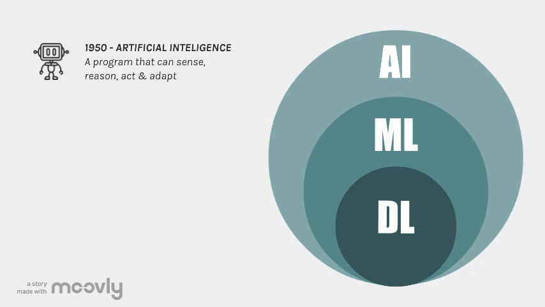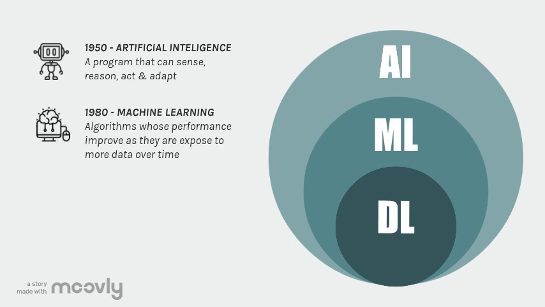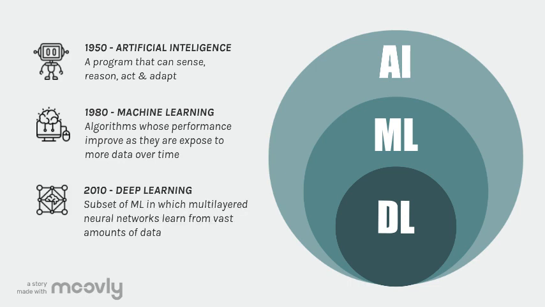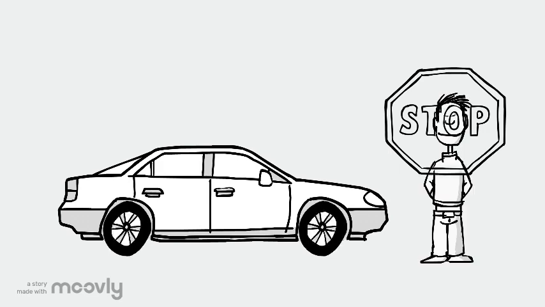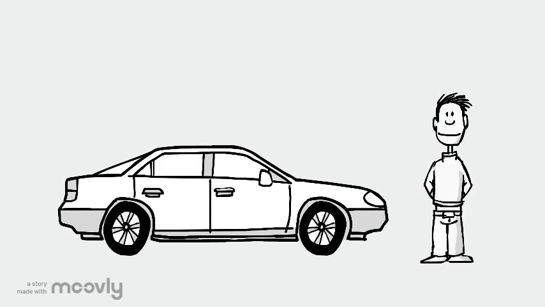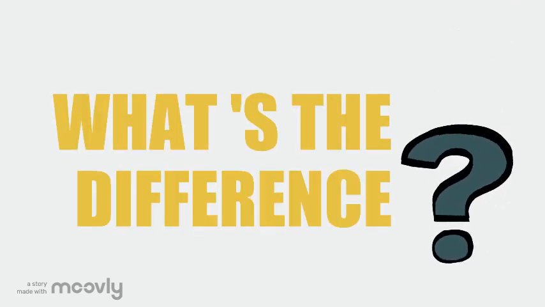In the simplest manner, machine learning is the practice of using algorithms to parse data, learn from it, and then make a determination or prediction about something in the world. To drill down even further, deep learning is a subset of machine learning which is concerned with algorithms inspired by the structure and function of the brain called artificial neural networks. It is what's behind driverless cars, enabling them to recognize a stop sign or to distinguish a pedestrian from a lamppost. So what's the difference?